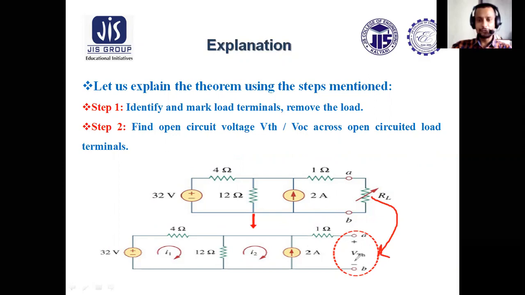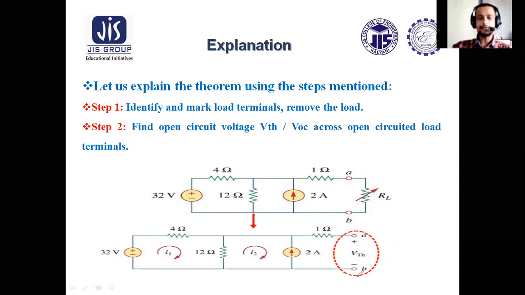Now find VTH, or it is also termed as VOC, that is open circuited voltage. VTH stands for Thevenin voltage. Also it is termed as open circuited voltage. So find open circuited voltage VTH or VOC across the open circuited load terminals. After removing the load, the load terminals will now be open circuited. Across these open circuited load terminals, you have to find VOC or VTH.